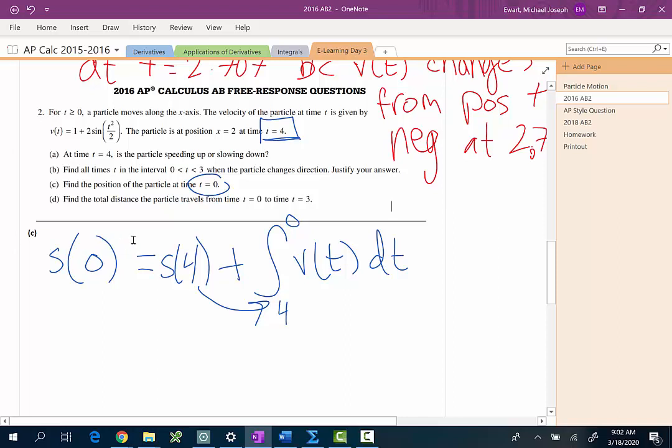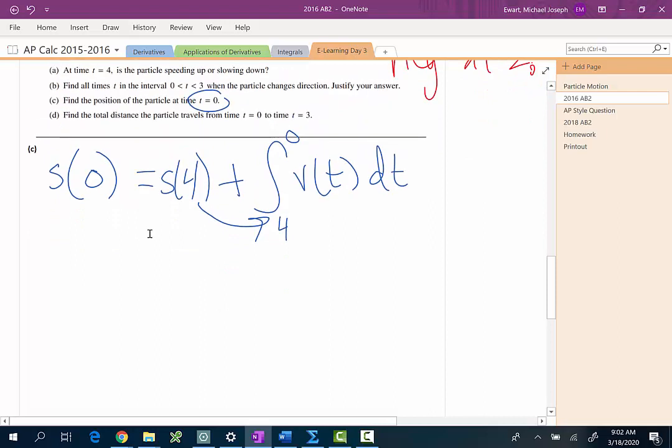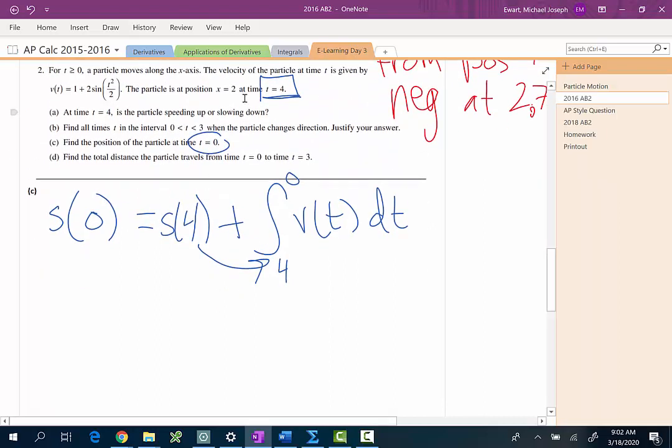Sorry, what's that? Yeah, the position is 2 at time 4. So the start, in this case, is time 4, not time 0. Does that make sense?